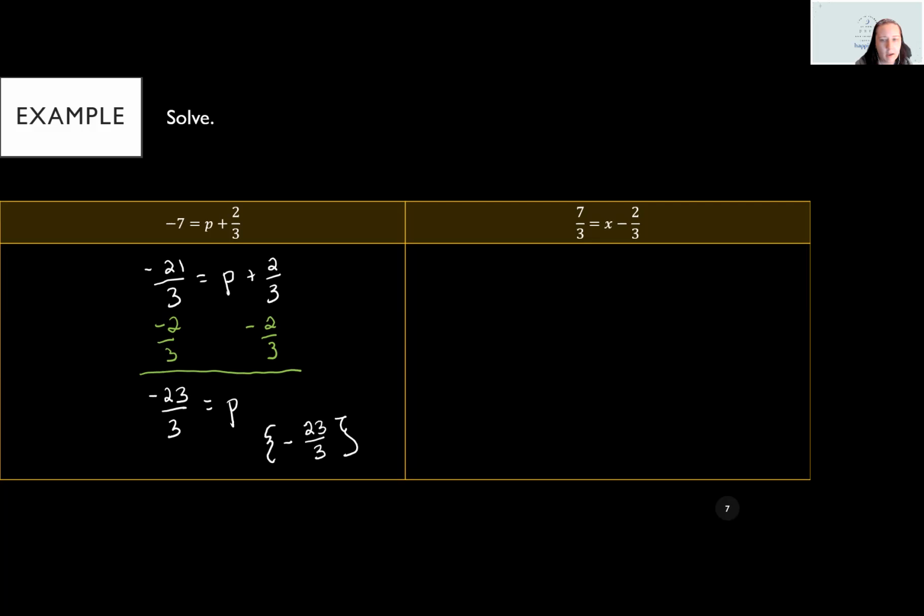Okay. Last one. To the right here, we've got 7/3 equals x minus 2/3. So again, we've got fractions. I have a minus 2/3, so I have to add 2/3. Luckily, the 7/3 already has a common denominator, so we don't need to do anything there. We can just do our adding. So I'm going to add 2/3 to both sides.